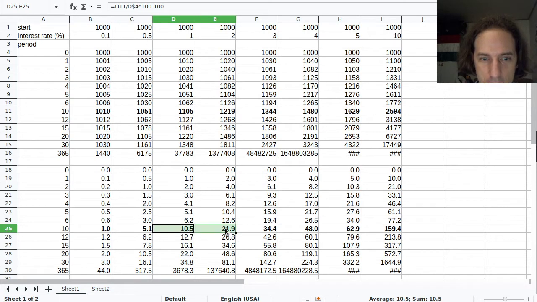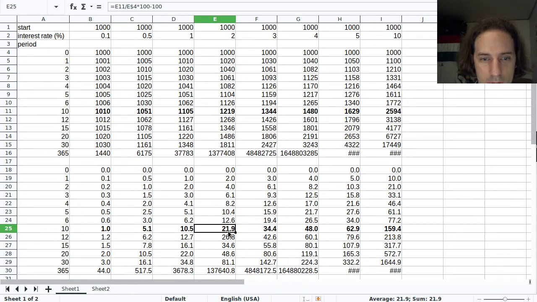And so if you compare this, if you go from 1% to 2%, so you double your interest rate, that won't just double how much you make. It doesn't just become 21 from the 10.5, it becomes 21.9. It's even more than double.